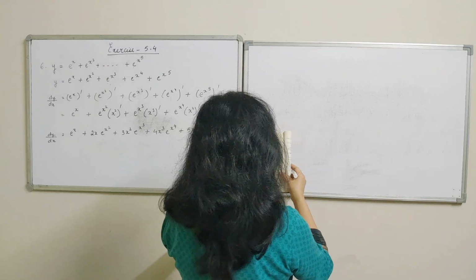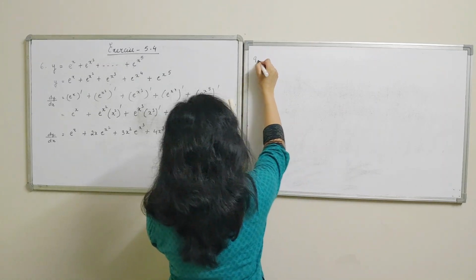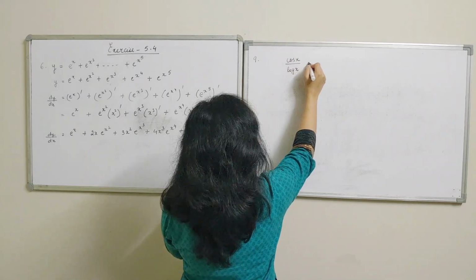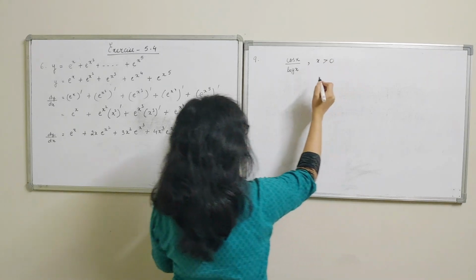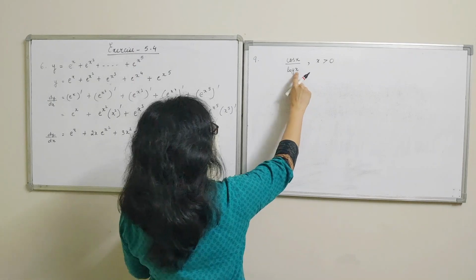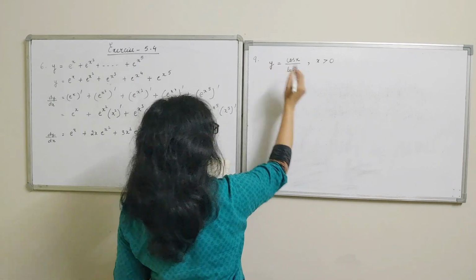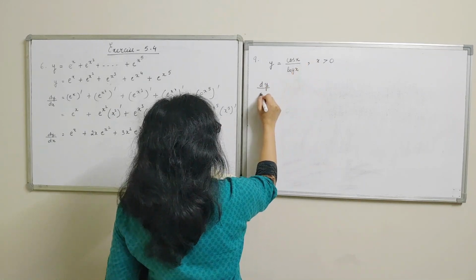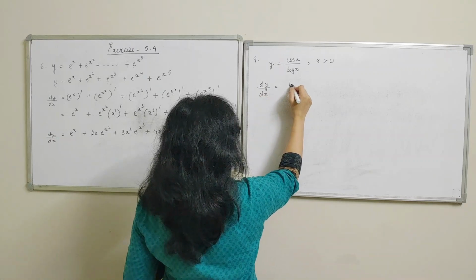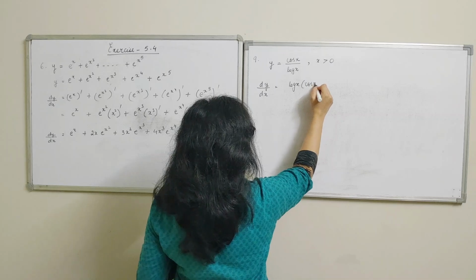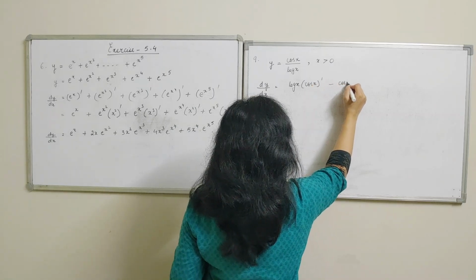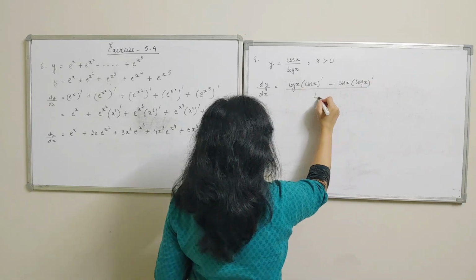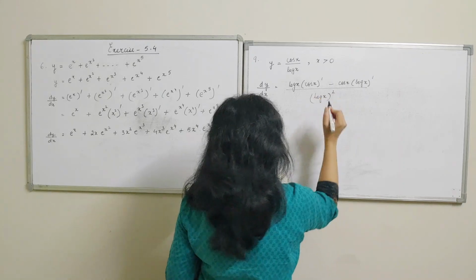So next we are trying out question number 9. We are given cos x upon log x, when x is greater than 0, right? This is for the log function here. And again, let us call this function y. You can see a function divided by another function, so we are going to use the quotient rule. So let's write down the rule first: log x into derivative of cos x minus cos x into derivative of log x, upon square of the denominator.